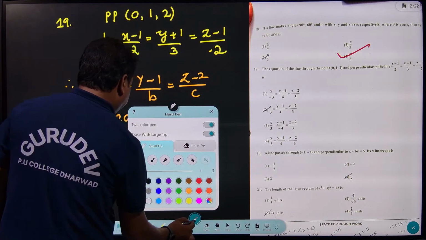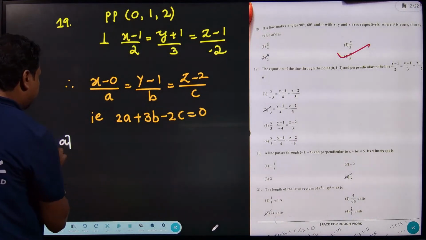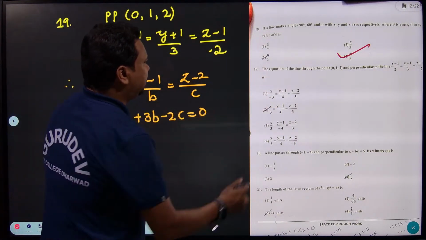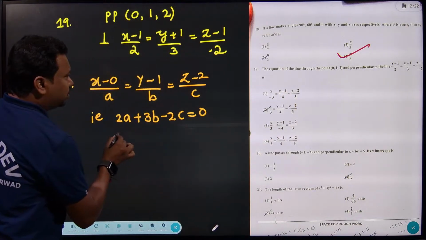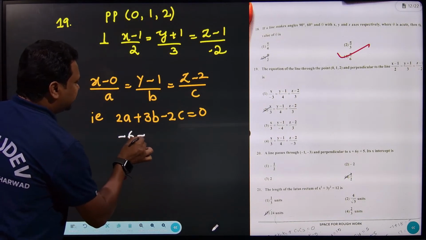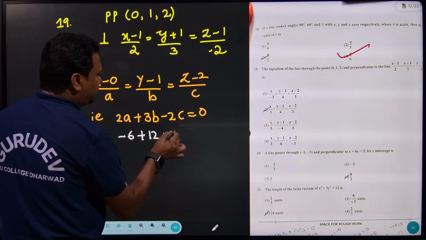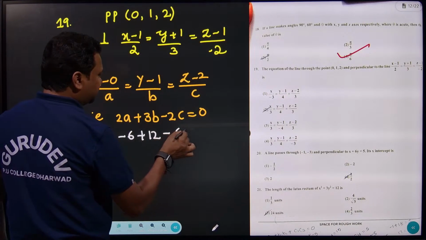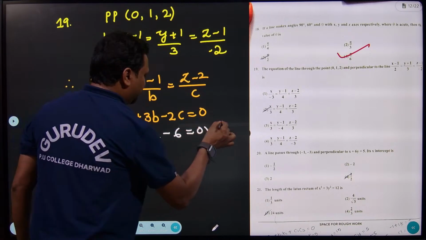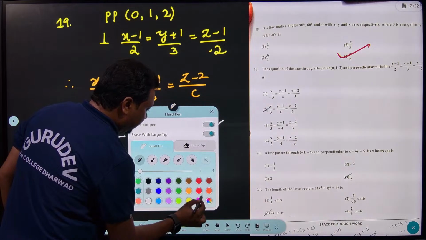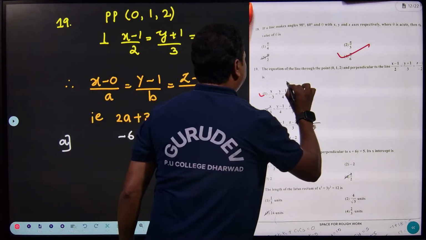Let me check option A. What is option A? Minus 3, 4, 3. See, I am interested in the denominator values. 2 into minus 3, minus 6. 3 into 4, 12. Minus 2 into 3, minus 6. Minus 6, minus 6, minus 12, minus 12 plus 12 equals 0. Therefore, option A is the right answer.